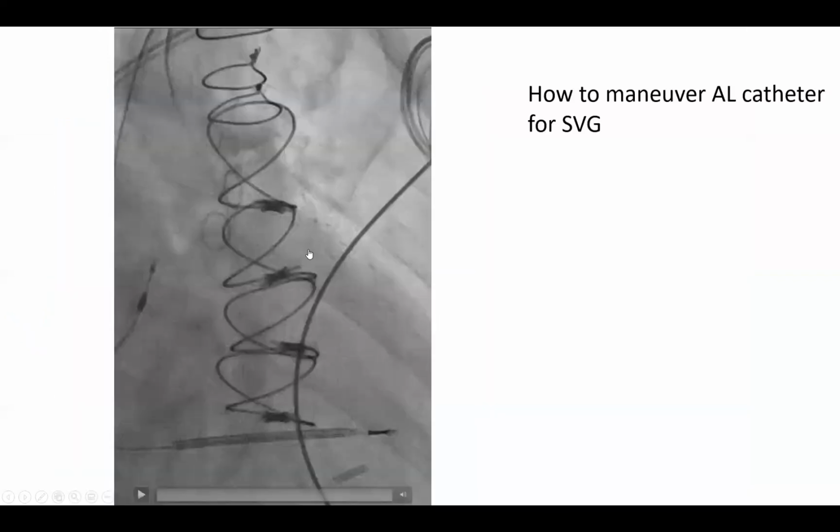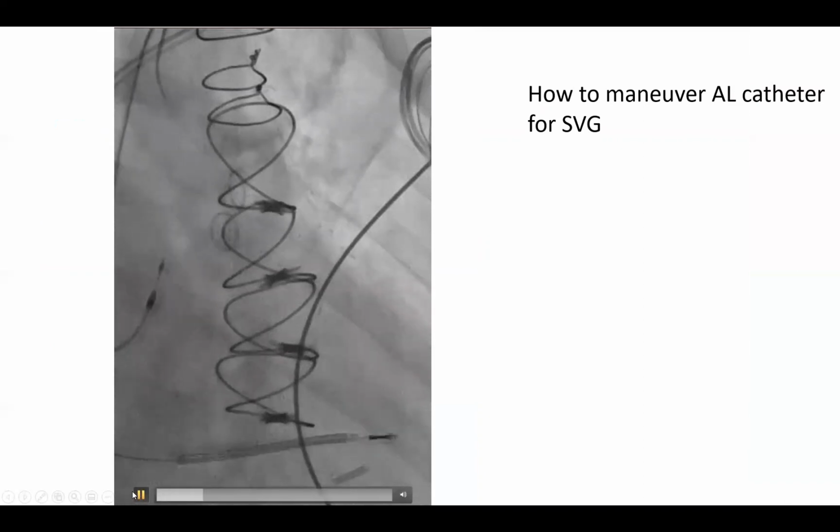I will show another case. This is different now. This is an Amplatz left to engage the vein graft. Usually to engage a vein graft, you need, depending on the aorta, an Amplatz left 1 to 2. It depends on the case. Often I use 1.5 if you have it in your lab. So here an Amplatz left 2 is used to engage a vein graft to an obtuse marginal.